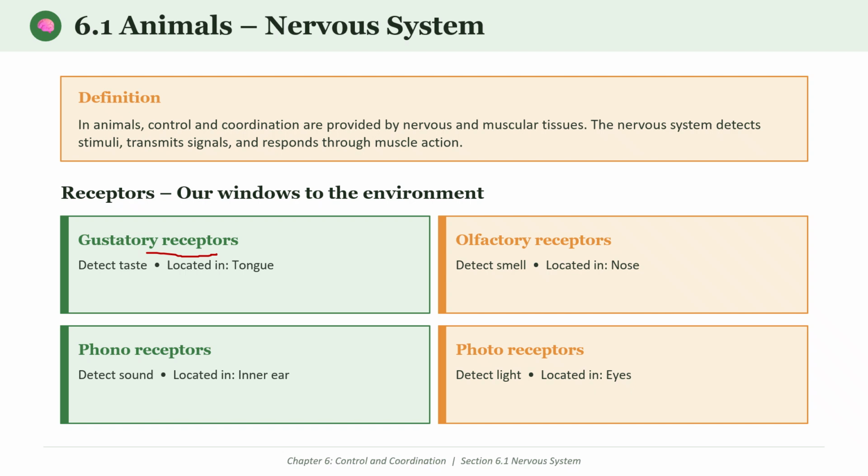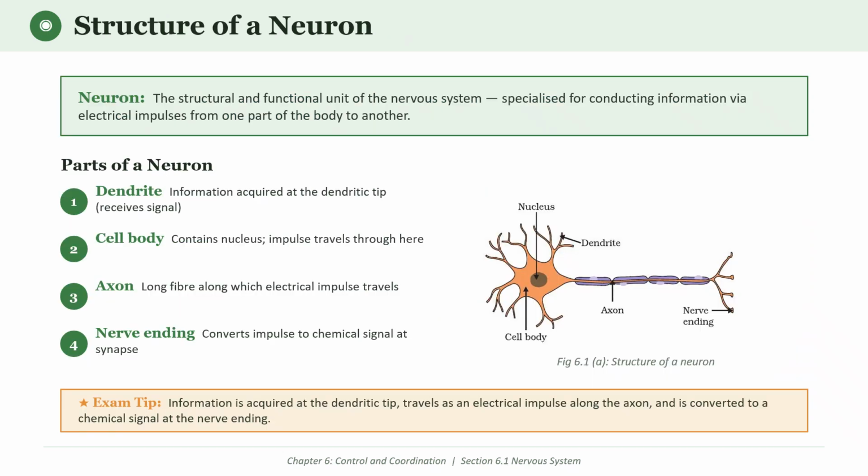So smelling food increases the taste, and also it makes us feel hungry. Right, children? Next, we are going to see the structure of neuron. So when we talk about the structure of neuron, see, neuron is nothing but the structural and the functional unit of the nervous system. So the nervous system is made up of neurons, that is the nerve cells. So these neurons, they have three parts. So each neuron has three parts.